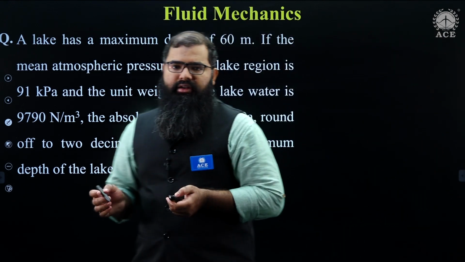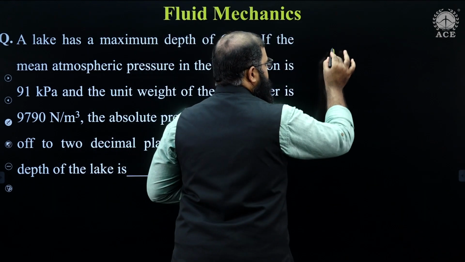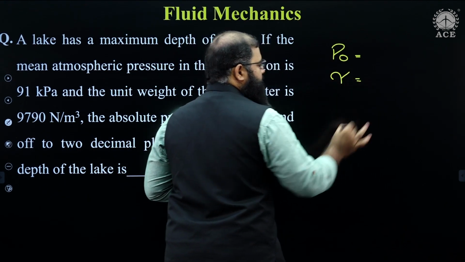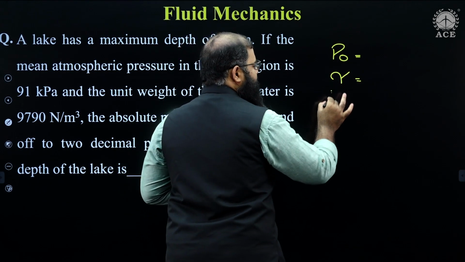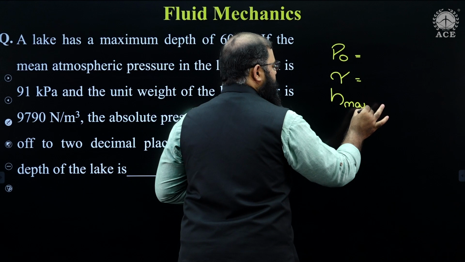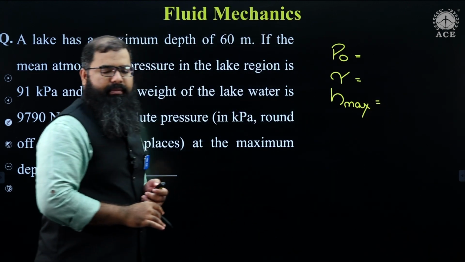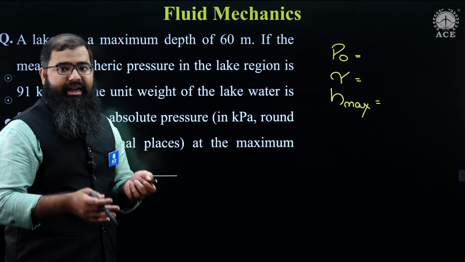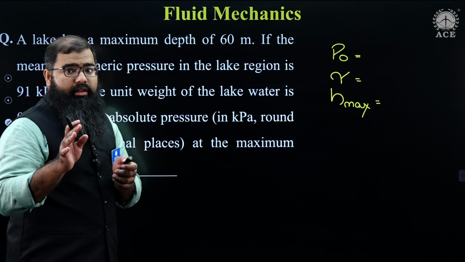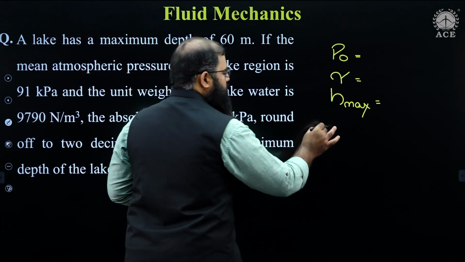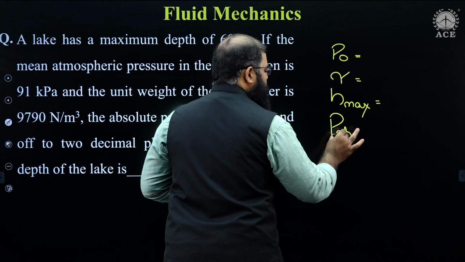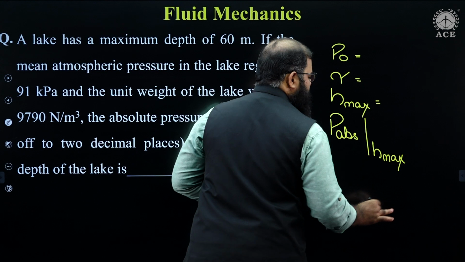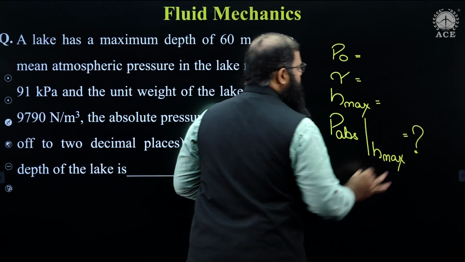The given data over here is the value of P0. P0 has been given. The value of gamma of fluid has been given. The value of depth maximum, let us say H max, has been given. And he is demanding from you the value of pressure at this maximum depth, but the pressure is supposed to be absolute pressure. So absolute pressure at maximum depth is equal to how much?